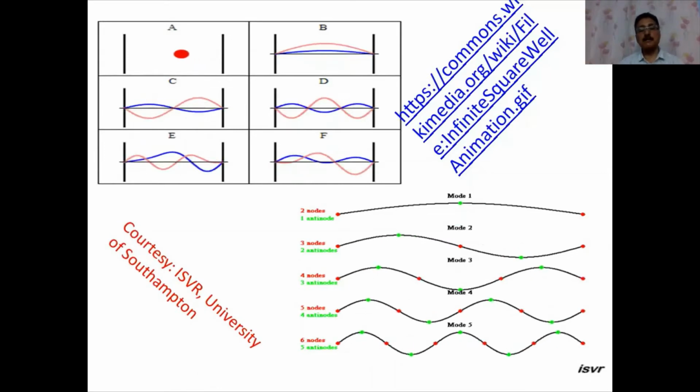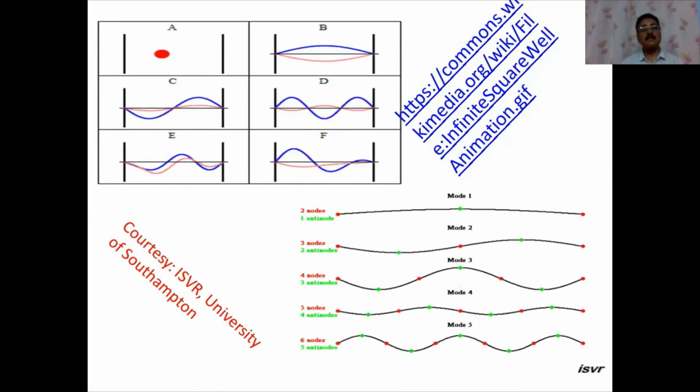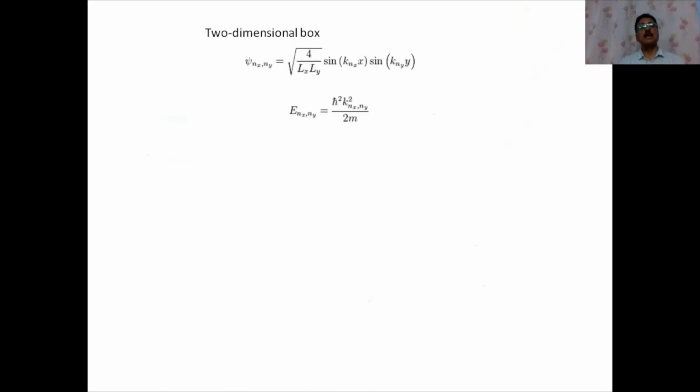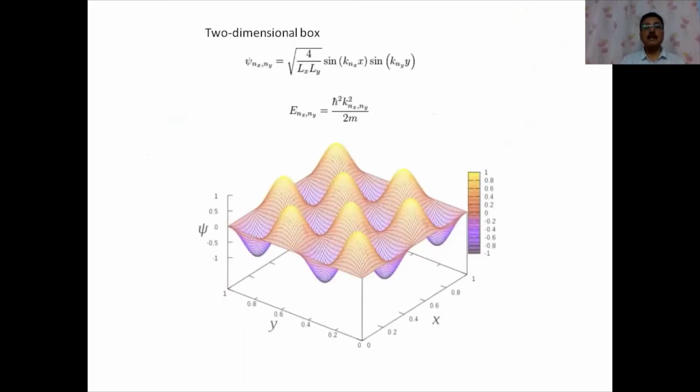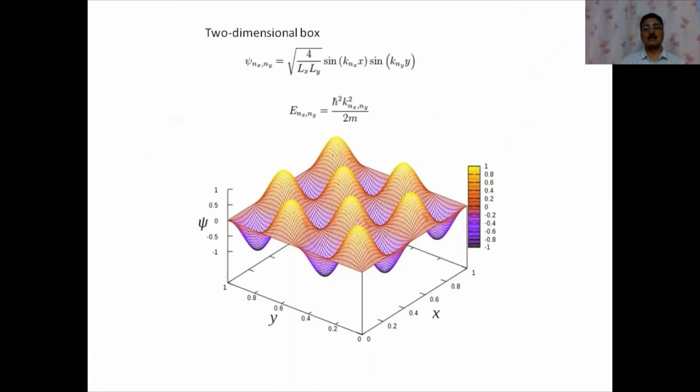And courtesy, again for this one that I have already given, to ISVR, University of Southampton. Now, if we have the two-dimensional box, these will be the wave functions. If we solve them for two dimensions, then these will be the wave functions associated. These are the energy values, and this will be the plot of psi versus x and y.